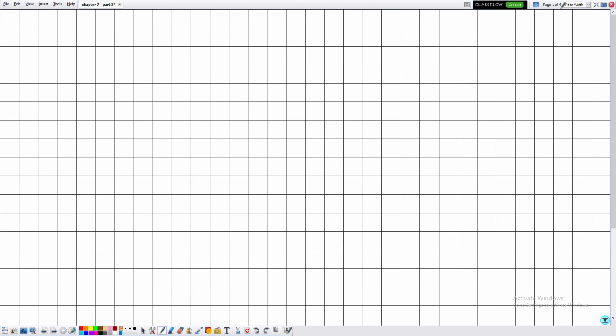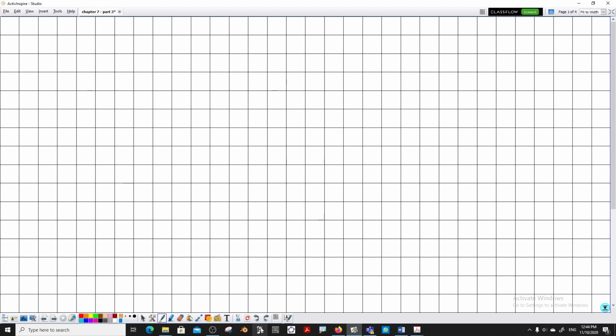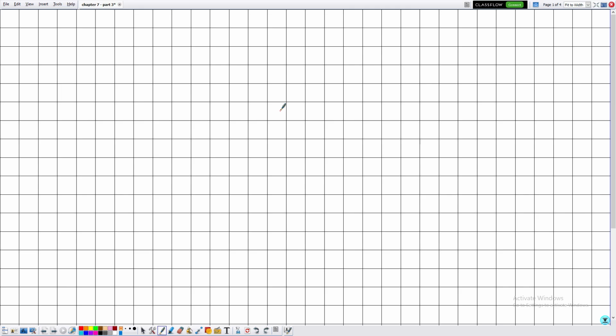So we have reached part 3 of chapter 7, which is the chapter of Newton's second law for grade 11 students. In this part we are going to solve some exercises, but before we start, let me make the following note.